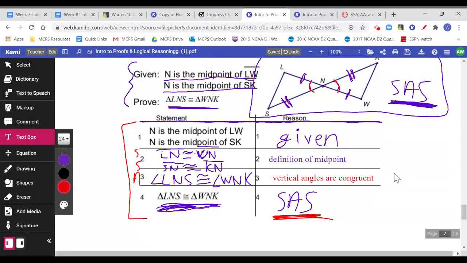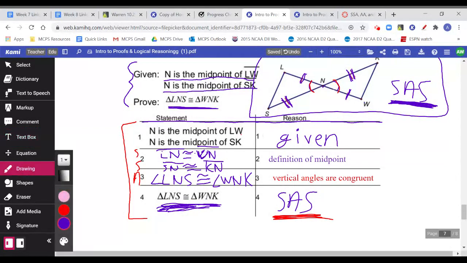And at this point, I've claimed both pairs of sides are congruent, and I've claimed an angle is congruent. So I've justified the fact that in my diagram, I have side, angle, side. So at this point, I can go ahead and write in this final conclusion that I'm proving: triangle LNS is congruent to triangle WNK. And I am claiming that's true because of side, angle, side.